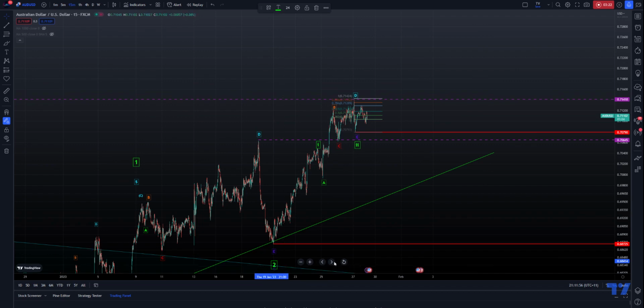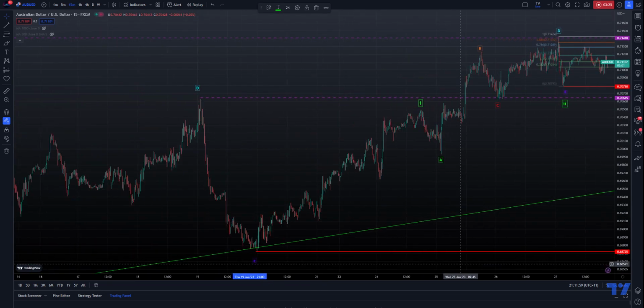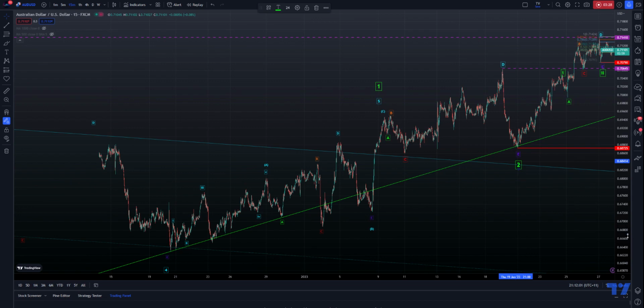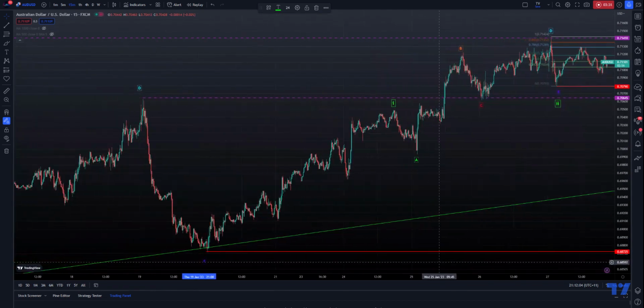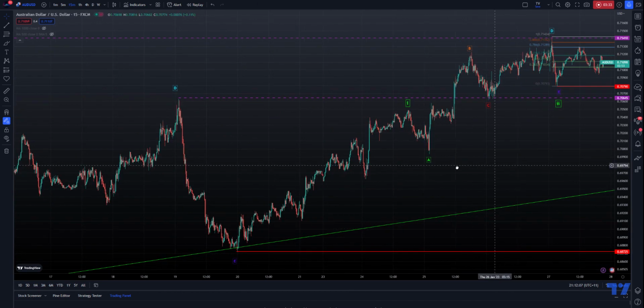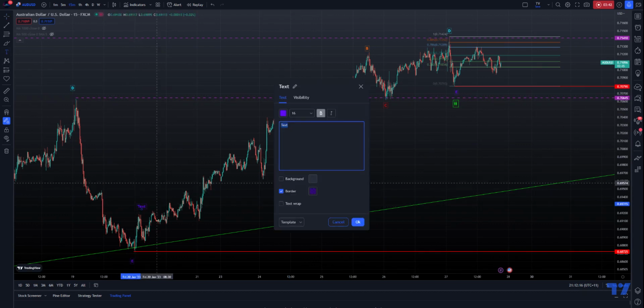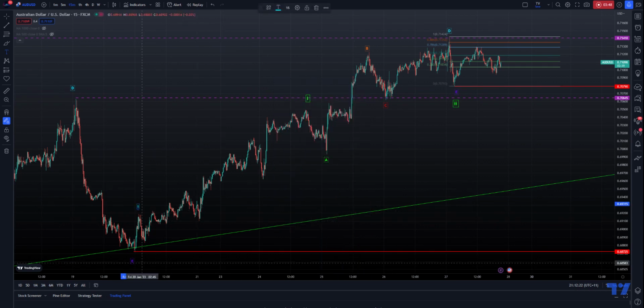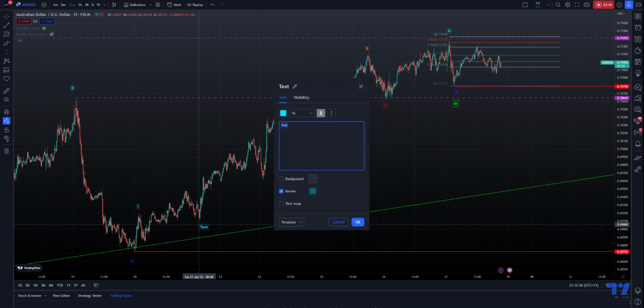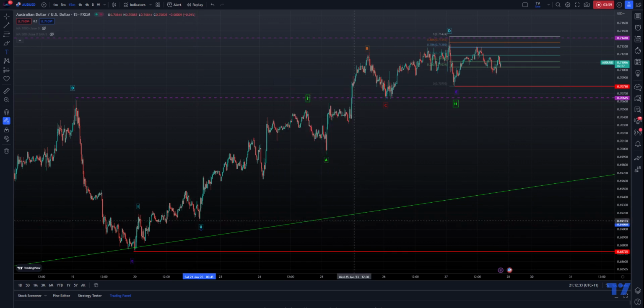Now, the way that I labeled the waves here, where is it? Sorry, I only put wave I. So the way that I see this here is I saw little wave one. I'll just label this out real quick so you can see my thinking behind this. So we had A, B, C, D, E. So wave two. Then we had a wave three up.